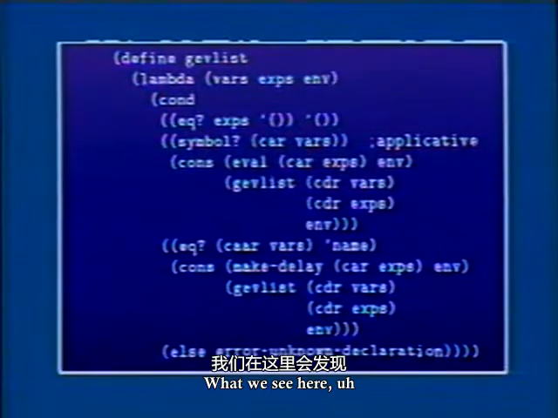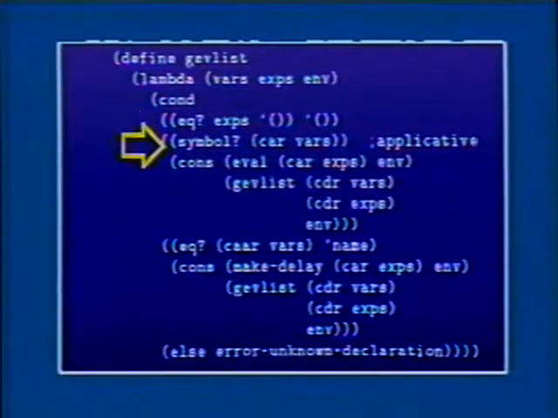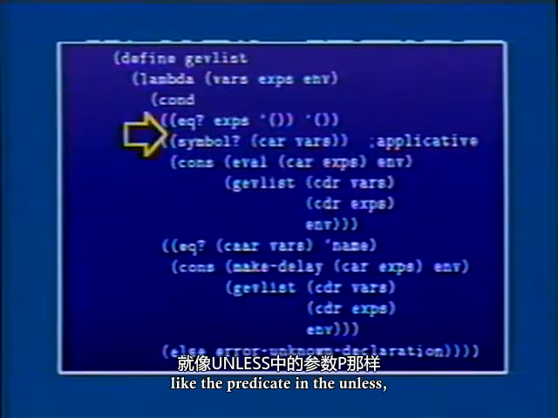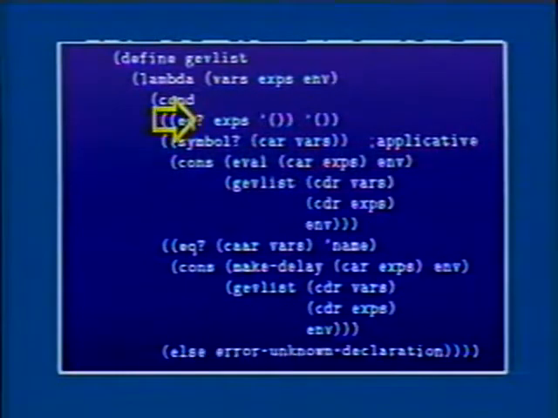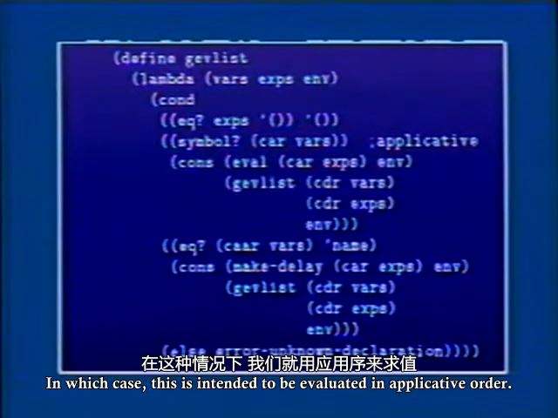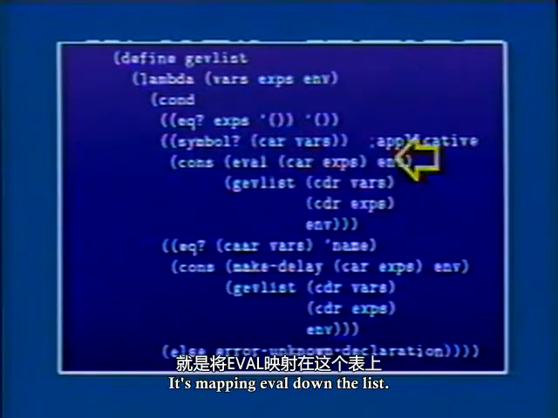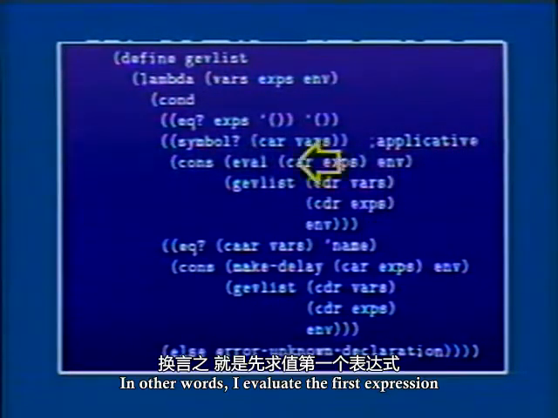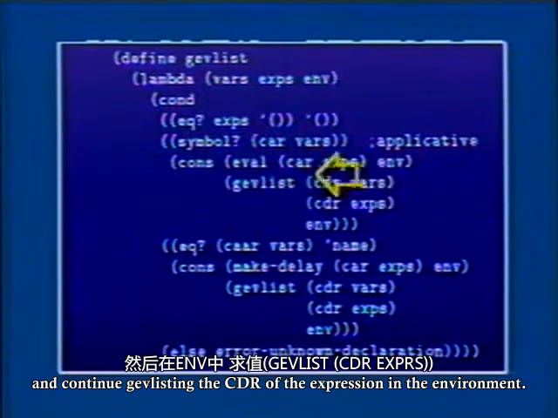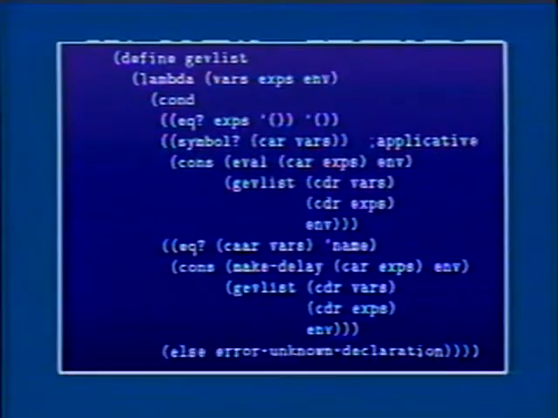What we see here, well, there's a couple of possibilities. Either it's a normal, ordinary thing, a symbol sitting there, like the predicate in the unless. In which case, this is intended to be evaluated in applicative order. And it's essentially just what we had before. It's mapping eval down the list. In other words, I'm going to evaluate the first expression and continue gevlisting the cdr of the expression in the environment.